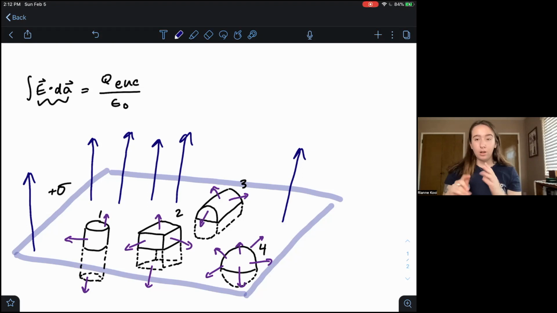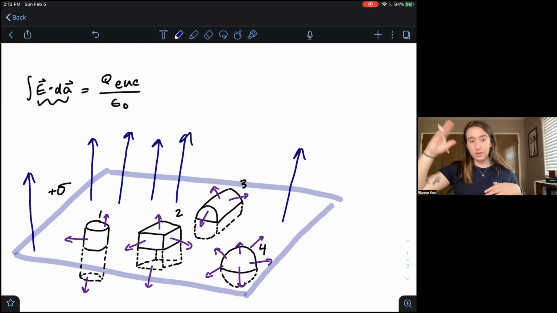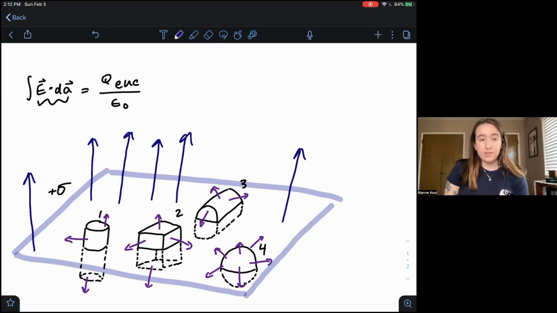Since it's the surface charge density and it's uniform, they're all going to be the same, no matter where we take our surface to be. We can move the infinite plane wherever we want, but the electric field lines will all be the same, with the same magnitude as well, since it has a uniform surface charge density sigma. So we want to find a Gaussian surface that matches the direction of our electric field.